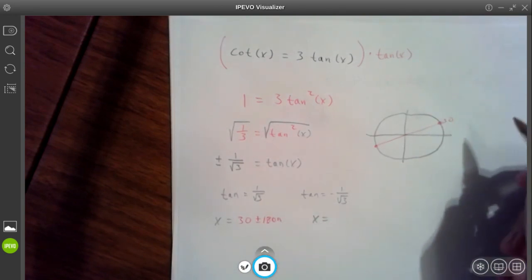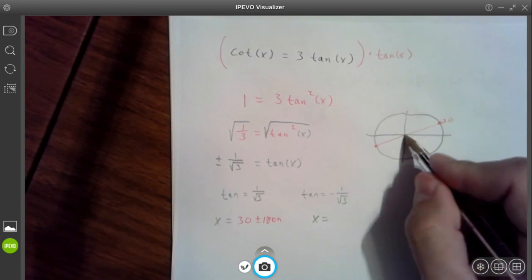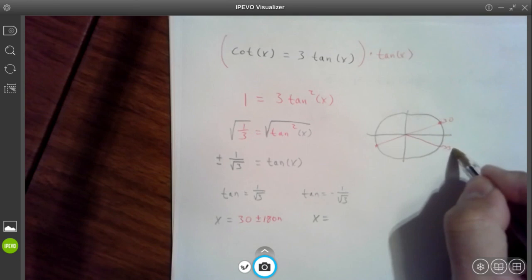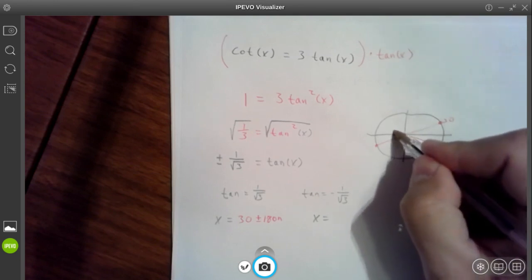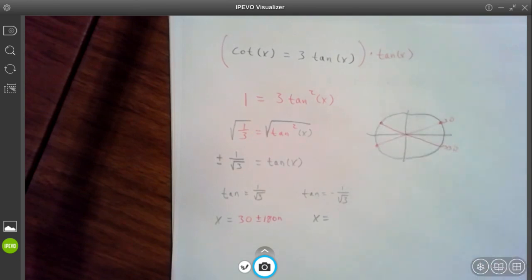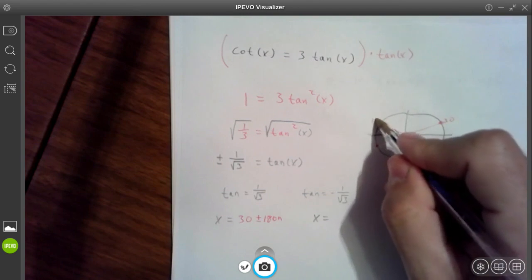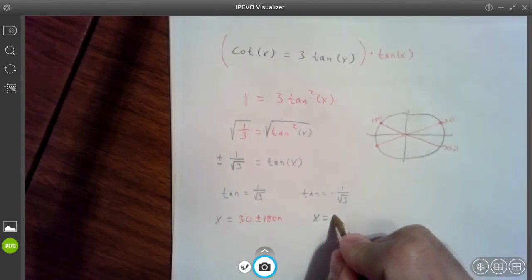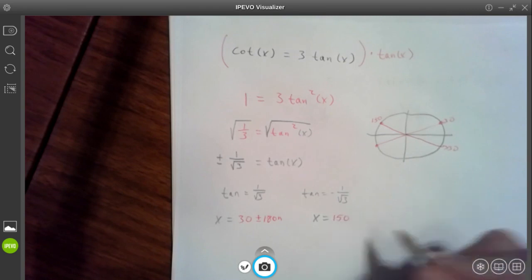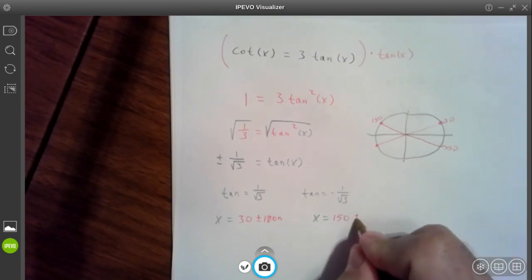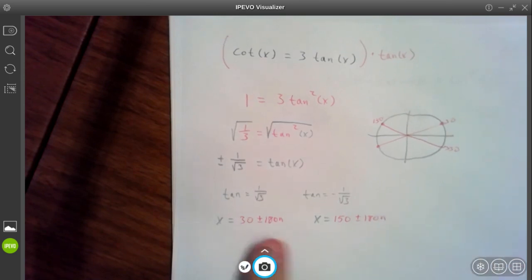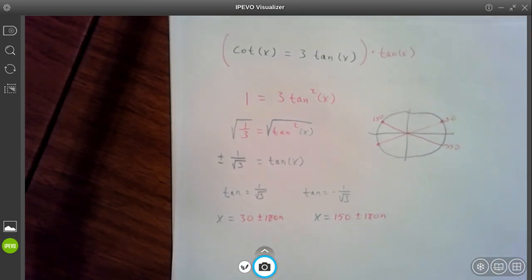And then it's also going to happen in negatives. It's going to be at this 330-degree marker, and at this, what is that, 150? Yep, that'd be 150 right there. So I'll go with the 150 because it's smaller, plus or minus 180. And those are going to be my 2 sets of solutions.